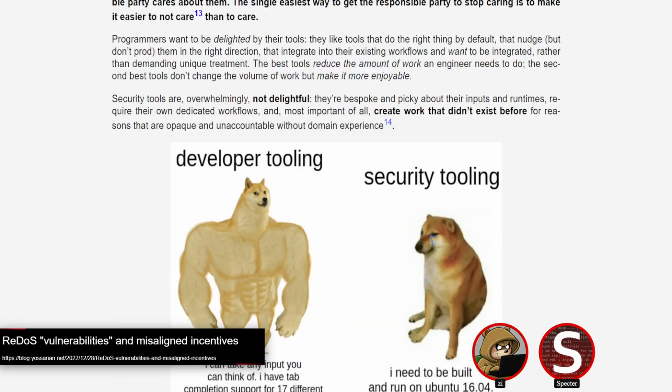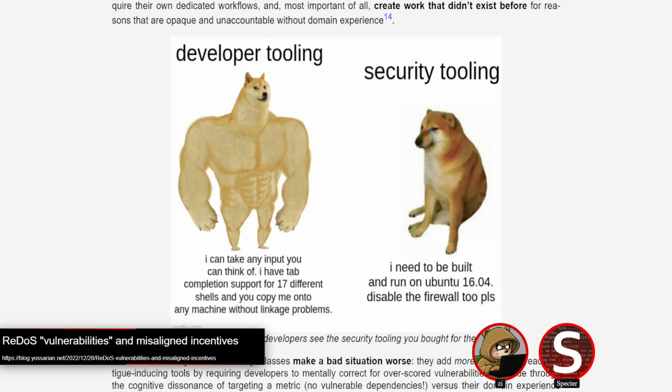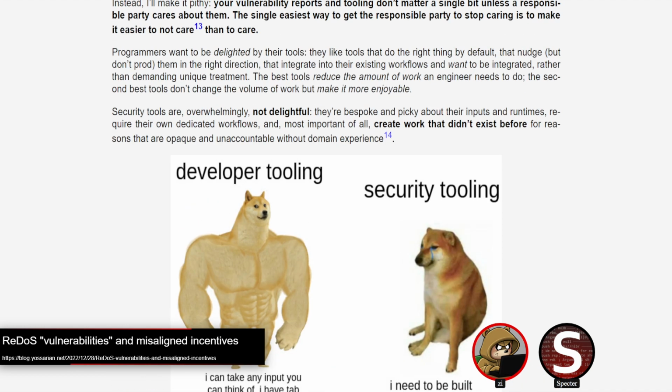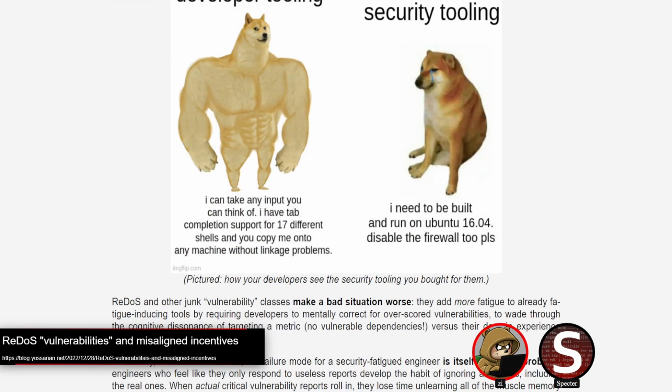Okay, fair enough. I also want to call out really quickly the little meme they've got here that is, in my opinion, quite accurate. The developer tooling versus security tooling, which they call out as part of the fatigue also. Developer tooling: I can take any input you can think of, have tab completion support for all these different shells, and copy onto any machine without problem. Security tooling: need to use Ubuntu 16.04, disable the firewall. I feel that so much with so many security tools, where you try to run them and you need to get just the right environment and figure out all these little random issues with getting it spun up.